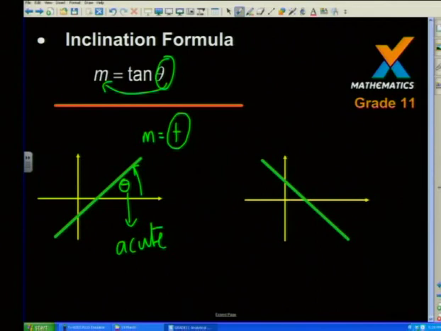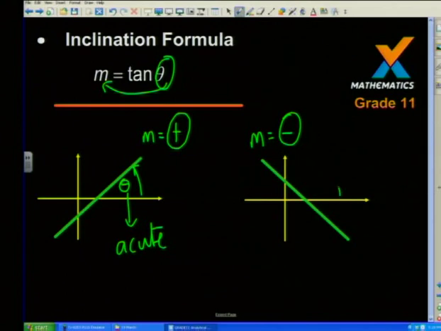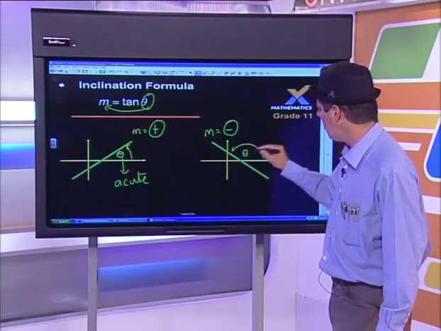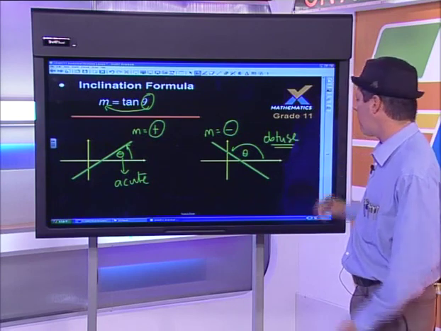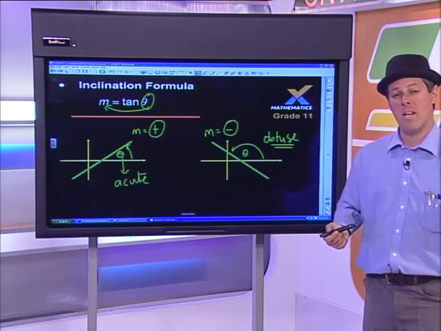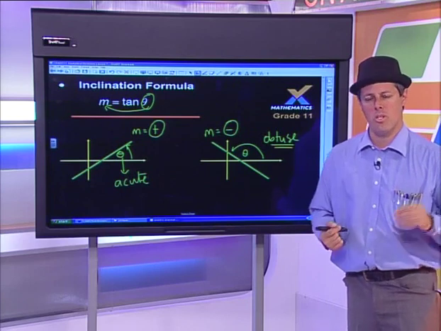However, if I've got an obtuse angle, that means that the gradient is negative. Or conversely, we can say if the gradient is negative, then the angle of inclination, which is always measured, remember, from the positive x-axis across to your line, will actually be obtuse. And that's where you need to use a little bit of knowledge of trigonometry. If you're taking an angle to the second quadrant, sometimes you're going to add 180 to a negative answer, or your teacher might have taught you some interesting tricks.